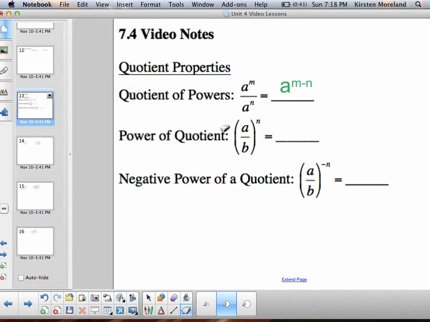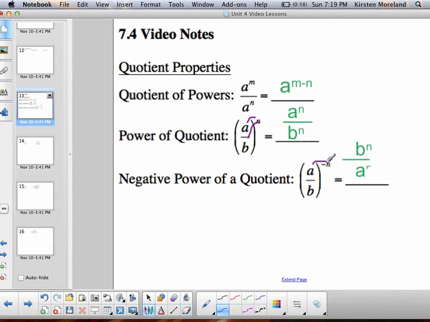Same idea as before, when I have something outside, it's sort of like I'm distributing it to both parts. So we're going to get A to the n over B to the n. Okay? And then again, this negative is sort of the same thing. I'm going to flip it, so I'm going to get B on top and A on the bottom. And I'm also going to distribute the n to both parts. So I get B to the n over A to the n. So I'm reciprocating it when there's a negative exponent.